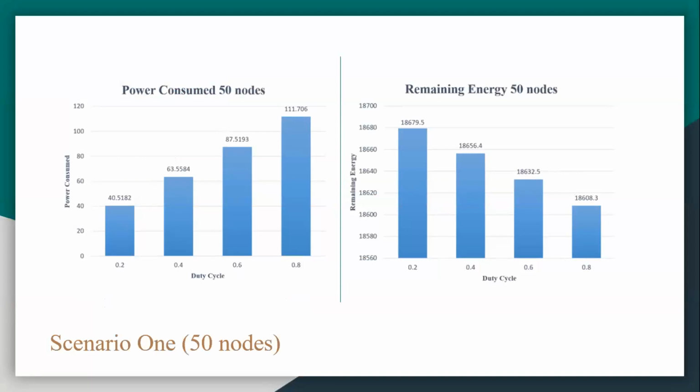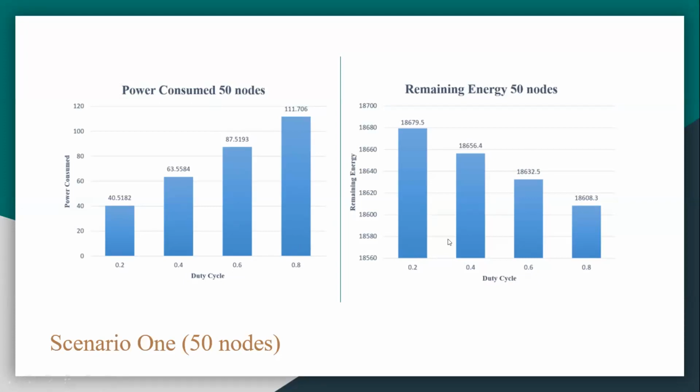In scenario 1, when we use 50 nodes, we can see in the left figure, which is the power consumption, the consumed power by the network for various duty cycle values. As the duty cycle increases, the power consumption also increases. The highest power consumption is observed at the duty cycle of 0.8, indicating that nodes with longer active periods consume more energy.